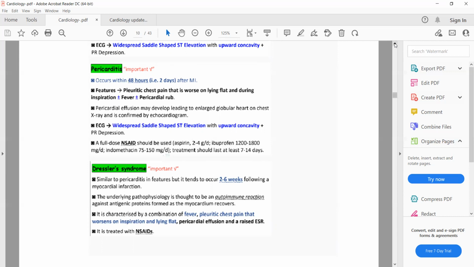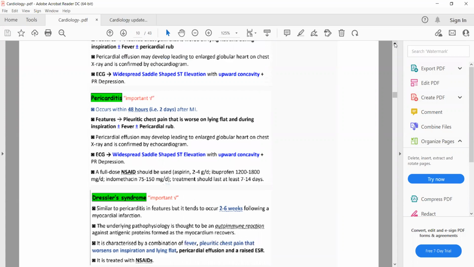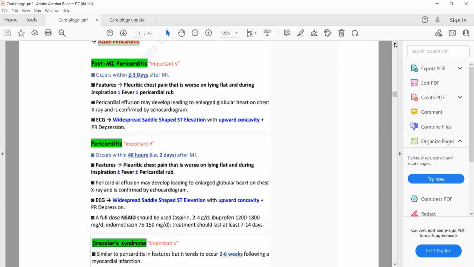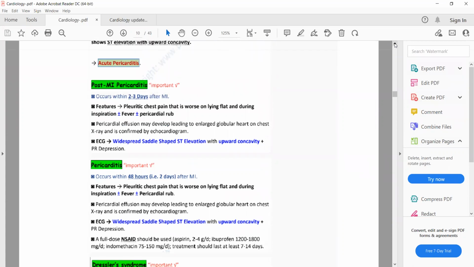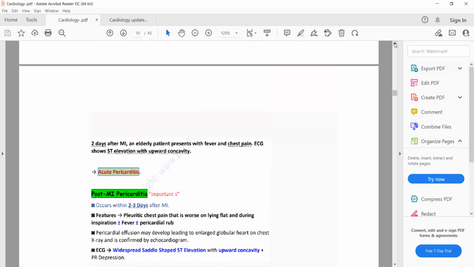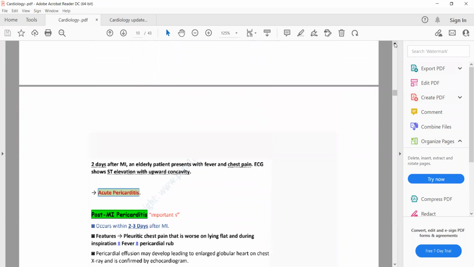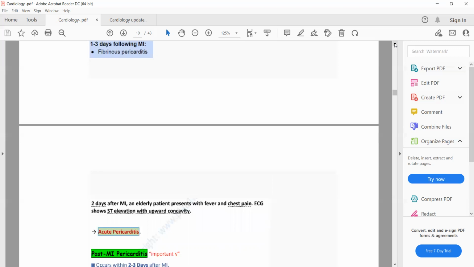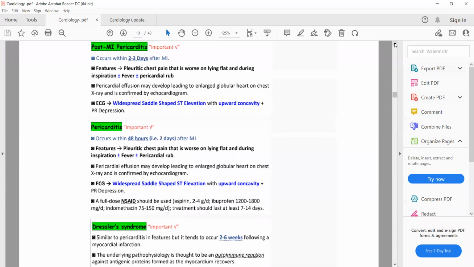The only difference is the underlying mechanism. In Dressler syndrome, it is basically an autoimmune reaction against the antigenic proteins that are formed during myocardial recovery. So the immediate complications after MI are tachyarrhythmias plus congestive heart failure, and the complication that can occur within 48 to 72 hours after MI is pericarditis, acute pericarditis.